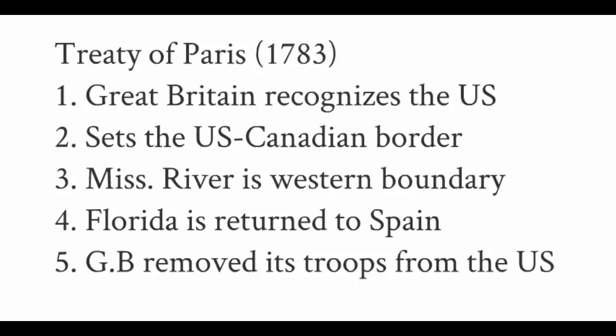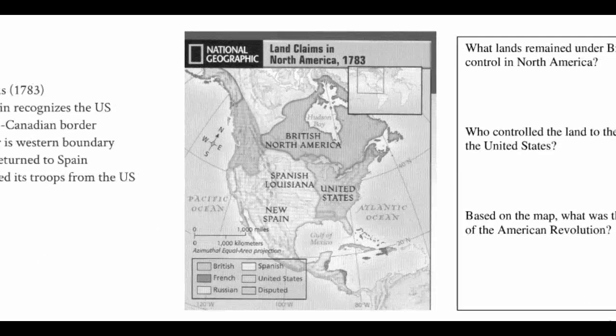The Treaty of Paris is the official ending of the war. The peace treaty is signed. Great Britain, you can see, recognizes the United States and its right to exist. The U.S.-Canadian border boundary is set. Mississippi River is our western boundary. Florida is returned to Spain, and Great Britain removed its troops from the United States.